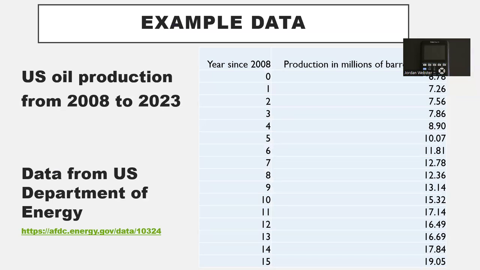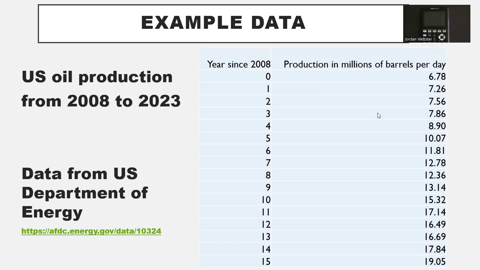This data shows the U.S. oil production from the year 2008 to the year 2023, where we've labeled our input values as X as the years since 2008. So 0 is going to stand for 2008, 1 stands for 2009, and so on and so forth. And then along with that, we have the production in millions of barrels of oil per day in the US. So in 2008, there was about 6.78 million barrels of oil produced per day.